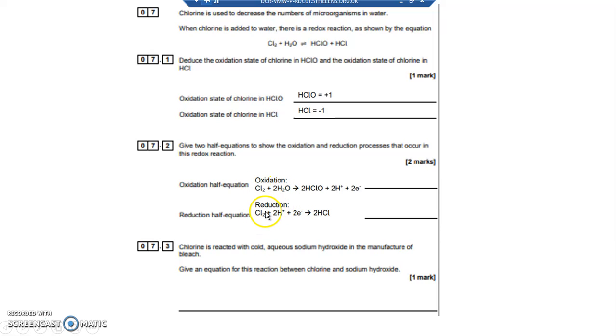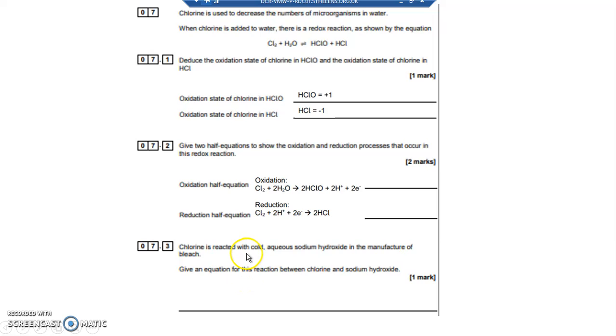So Cl2 plus H2O plus Cl2 plus 2H+ plus 2e- makes 2HClO plus 2H+ plus 2e- and 2HCl, and those 2 electrons on either side would balance, and I would end up being able to simplify it to this.